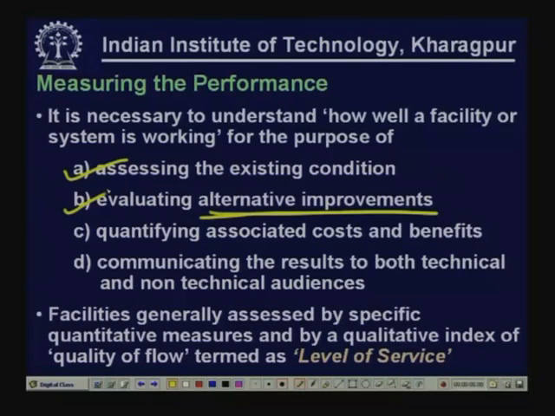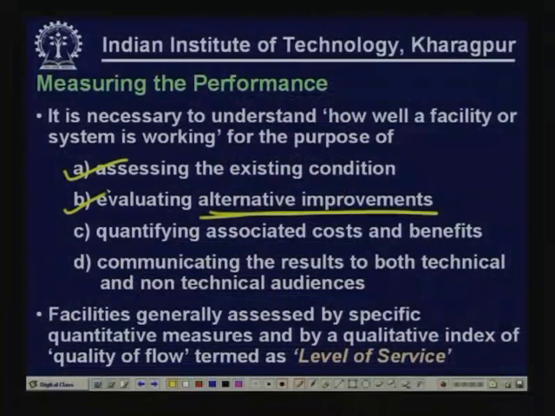Suppose presently the situation is not that good and you are thinking of suggesting improvement measures. There could be 3 different alternatives. Now, how do we know which alternative brings maximum benefit to the community? We must be able to quantify it using proper measures. So, it is also necessary for evaluating alternative improvements, quantifying associated cost and benefit. Every alternative you suggest will have a cost. To do that, you will require some cost and it will bring some benefit to the community and road users.